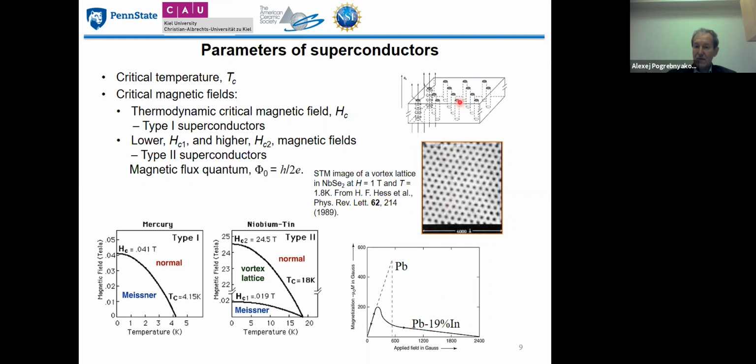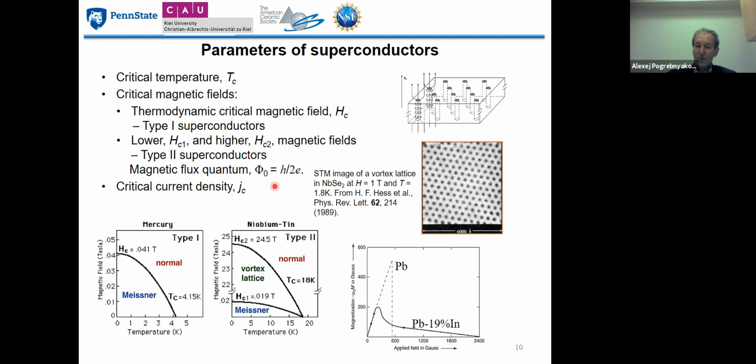These vortices contain a quantum of magnetic flux, which is shown in this expression. h is the Planck constant, and e is the electric charge of the electron.